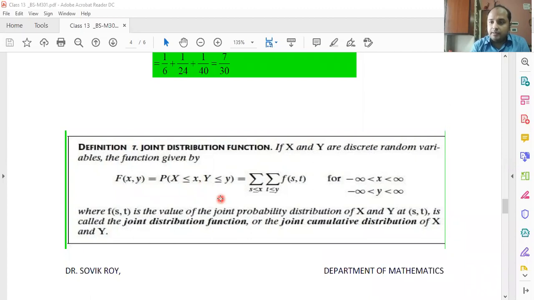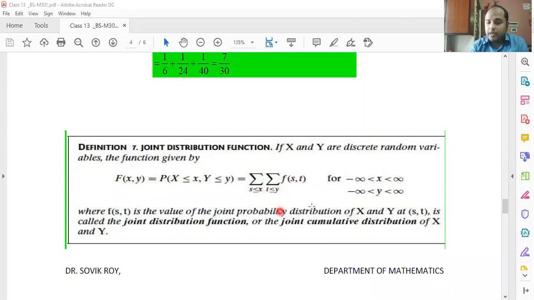Try to recall that in the univariate case, the cumulative distribution function was capital F of x, which was probability of capital X less than or equal to small x. Here, capital F of x comma y will be probability of X less than or equal to small x, Y less than or equal to small y, which will be defined in a similar way: a double summation, with new variables introduced, s less than or equal to x, t less than or equal to y, f of s, t.